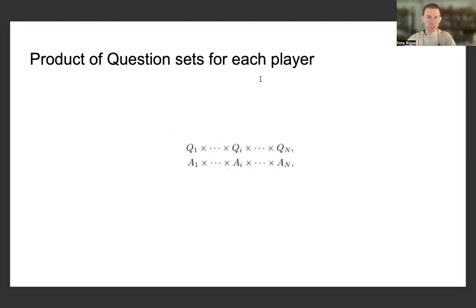And the product of question sets for each one of the players is given by this type of expression, namely, we're looking at a product over some Q sub I, which is representing the questions which are distributed to each one of the players from the referee's probability distribution, as well as each one of their respective answers, which is given by the A sub I.